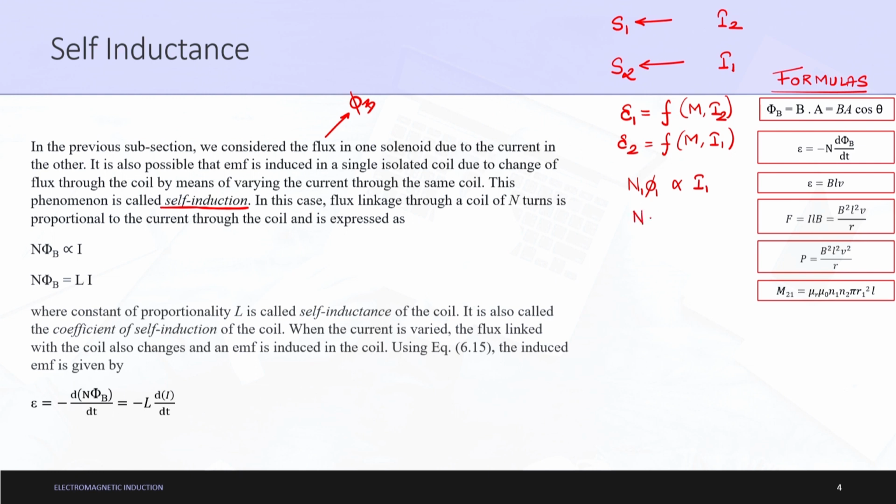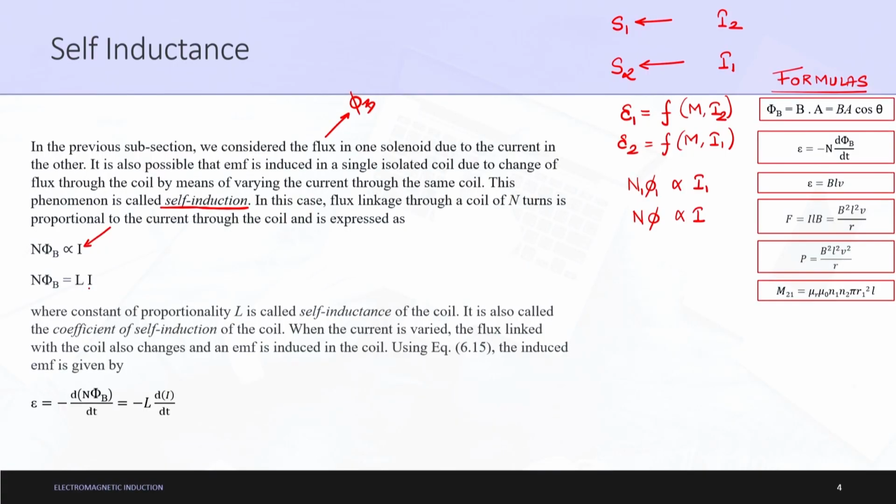Even if we do not write the subscripts here, it is nothing but N into phi is directly proportional to I. That is what is written here: N phi is directly proportional to I. If we remove the proportionality concept, then it is N phi b is equal to capital L multiplied by I.